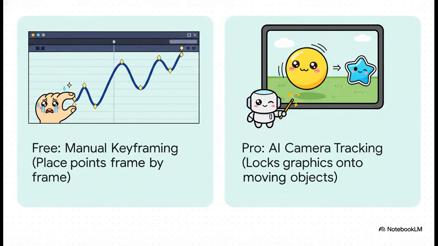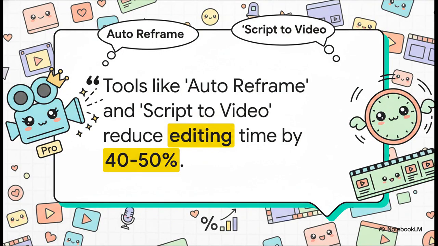Or what about this? You want to attach some text or a sticker to something that's moving in your video. Normally, that's a huge pain, setting all those keyframes manually. But with Pro, the AI camera tracking does it all for you. You just point at the object and boom, your graphic is locked on. It's that easy.